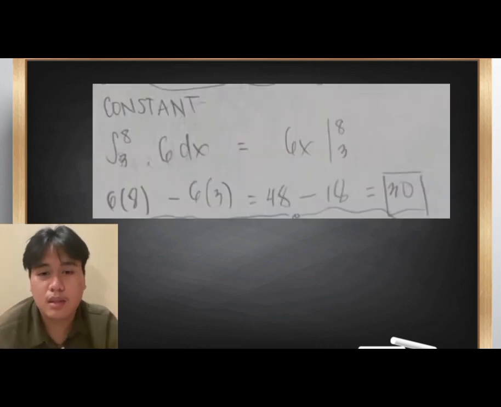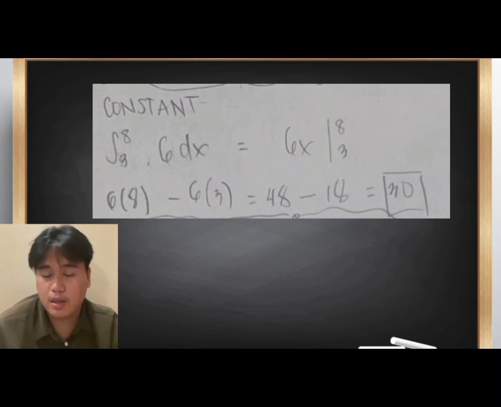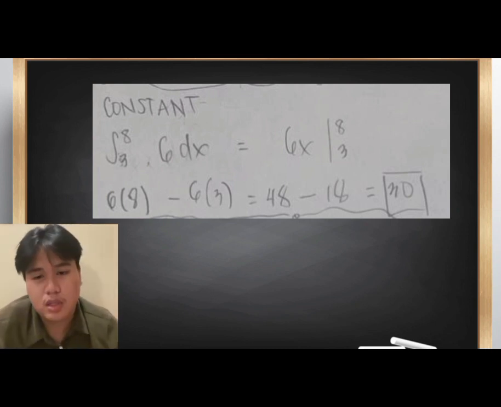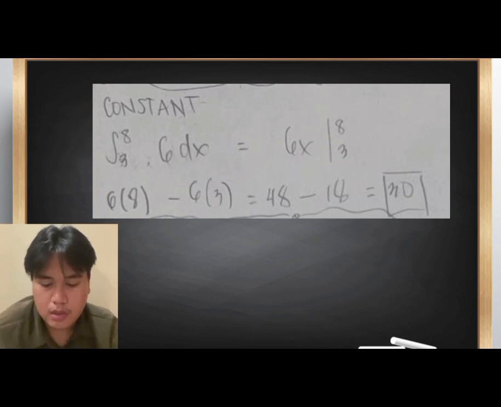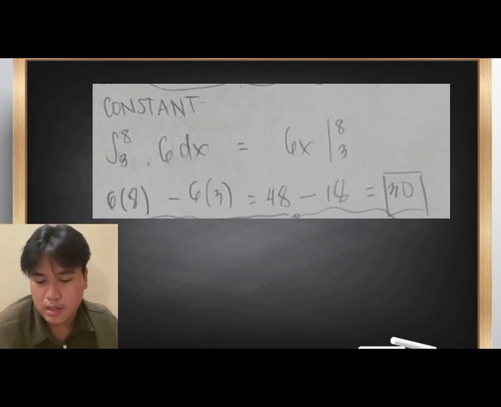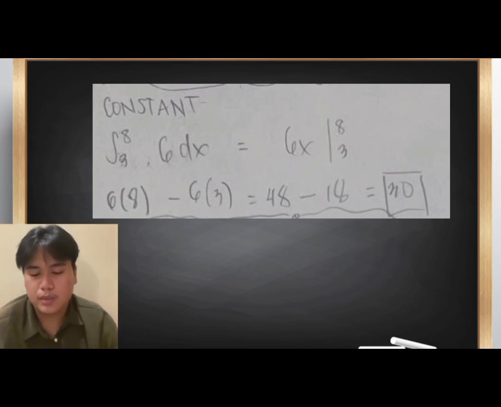Let's solve for another equation, a constant. The integral of 6dx evaluated from 8 to 3. How exactly do we get the antiderivative of a constant? To get the antiderivative of 6dx, you just need to multiply it by x. So the antiderivative of 6dx is 6x. Since the derivative of 6x is 6, its antiderivative is 6x.